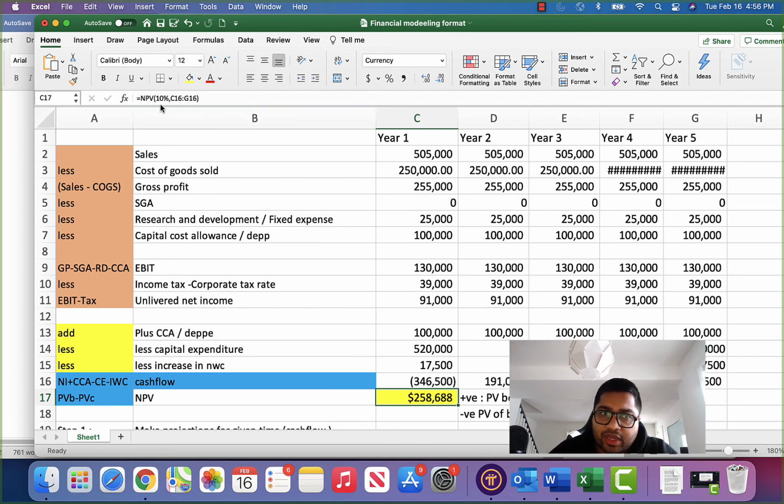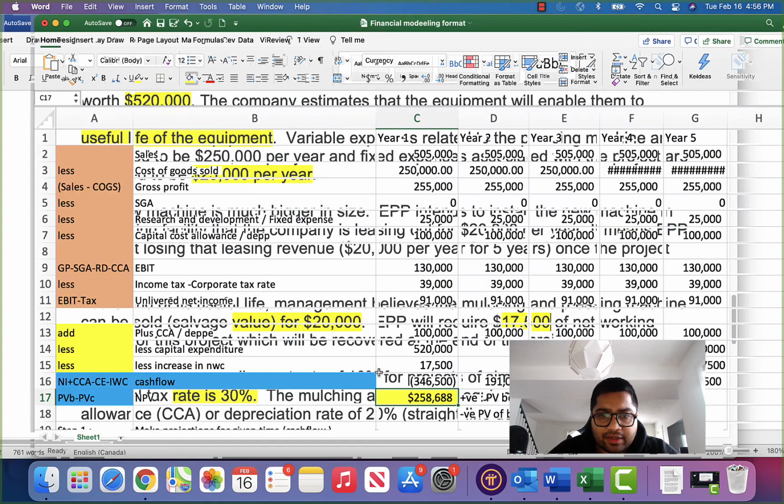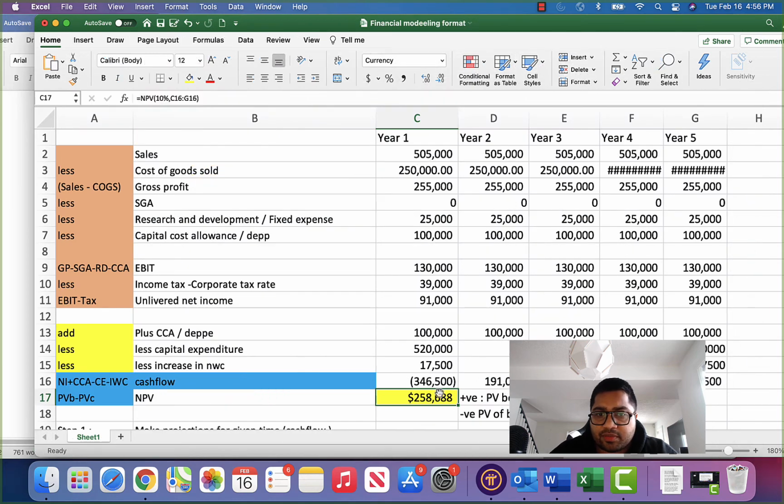Once again, how to calculate NPV? Use the NPV function. The discount rate given was 10%, and we selected all the columns. Since NPV is positive, we would accept this proposal. Whenever NPV is positive, we accept it. If NPV is negative, we reject it.